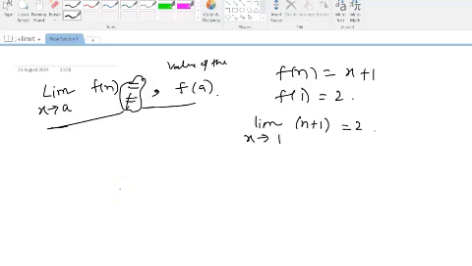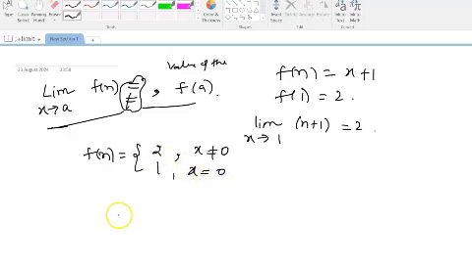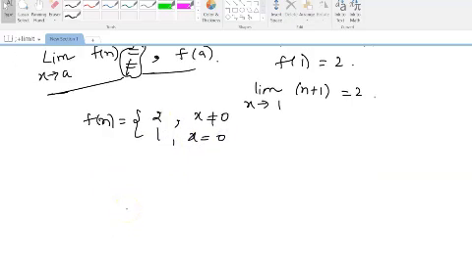So to understand this, let's take an example. Let's suppose we have this function. f(x) is equal to 2 when x is not equal to 0, and let's just say that it is 1 when x is equal to 0.